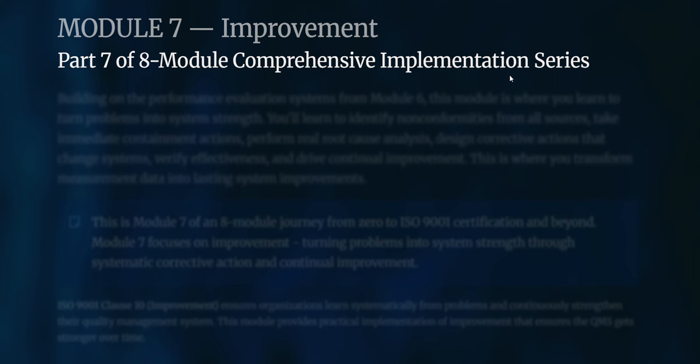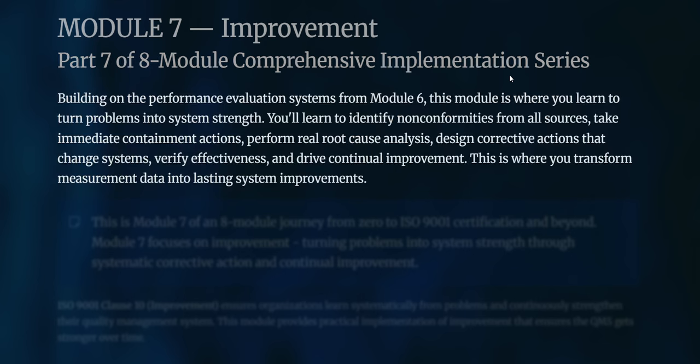This is Module 7, Improvement, Part 7 of the 8-module Comprehensive Implementation of ISO 9001. We hope you have enjoyed the previous modules. Each module is built on the previous ones, so it's better to start with the previous modules before progressing to this module. With that being said, let's begin. I am Walball, your host.